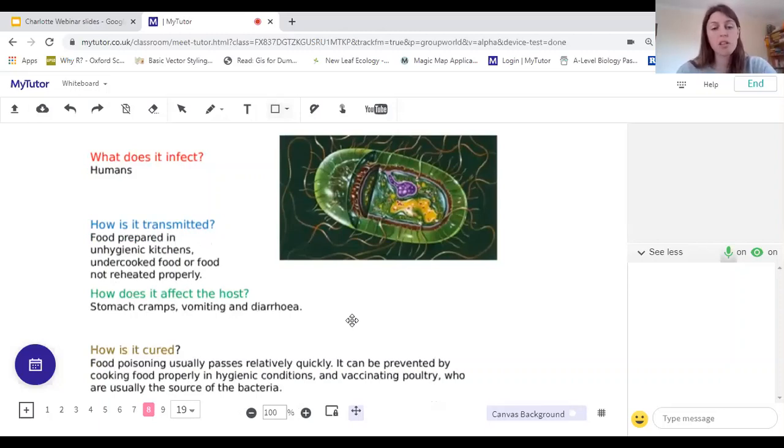You can also vaccinate poultry, who are often the source of the bacteria. Salmonella is most often found in chicken or in eggs, and normally we do vaccinate poultry for that now. So it's particularly important to make sure that you cook chicken properly. We all know that we can't eat pink chicken. And also to cook eggs properly, because they are the foods that are particularly susceptible to carrying salmonella bacteria.